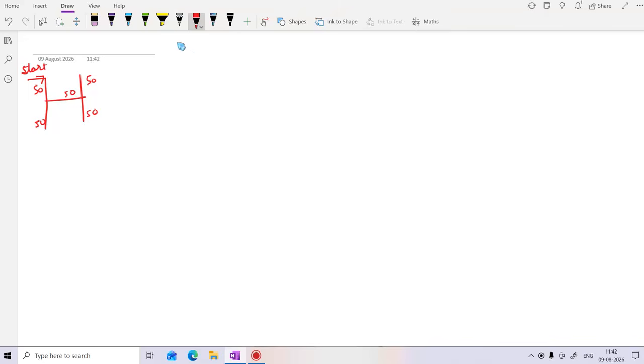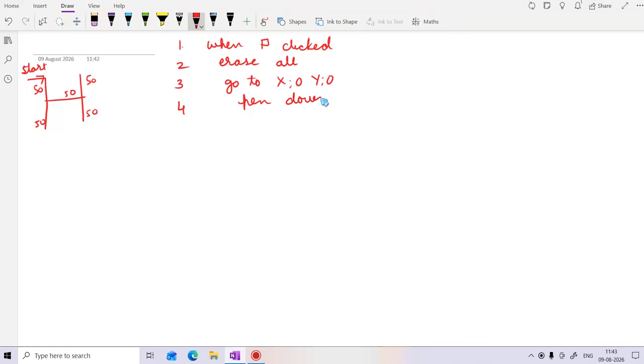And then we can start, for example, with the flag clicked. Second one is erase all. Then third one is go to x0, y0. Number 4, we can take pen down now. Right? These are compulsory commands. Now I will start from here. First, I will draw the full line. I will try the full line.